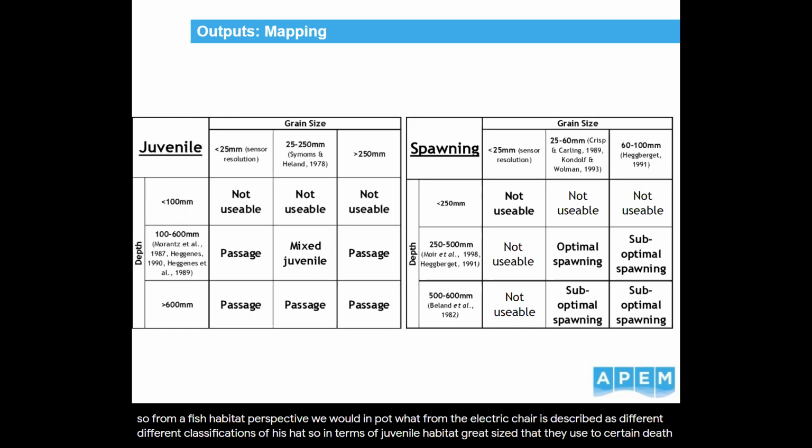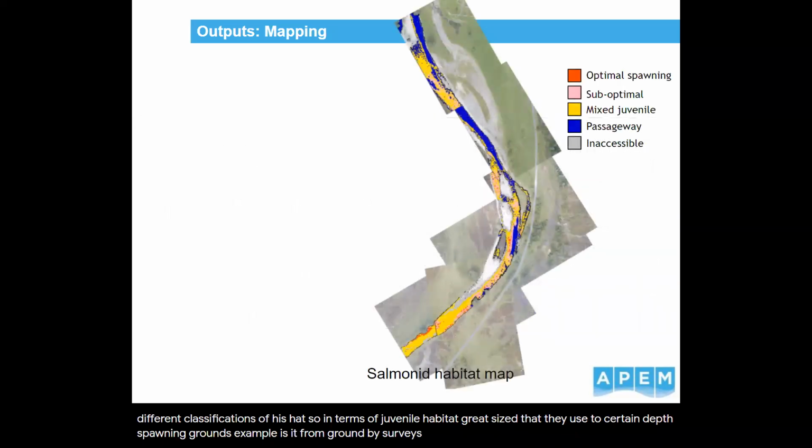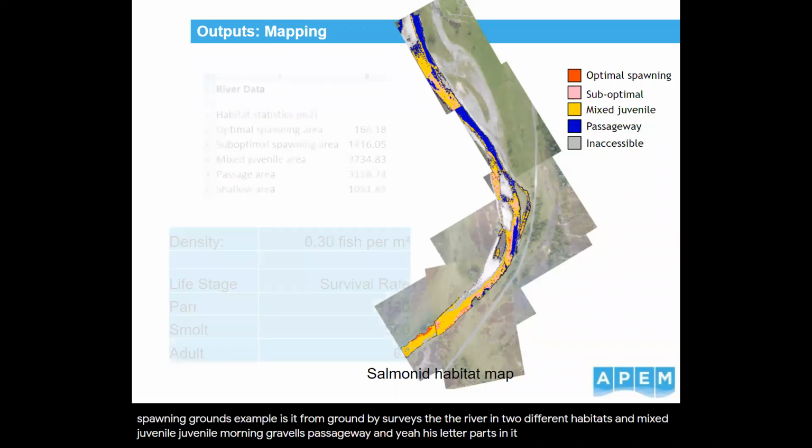Same with spawning ground, same with adult habitat, for example. And that comes from the literature, from the information gathered over the years from ground-based surveys. And that's kind of what the output would look like. You process that, and it classifies the river into different habitats, so mixed juvenile, spawning gravels, passageway, and areas that are perhaps inaccessible for fish as well.